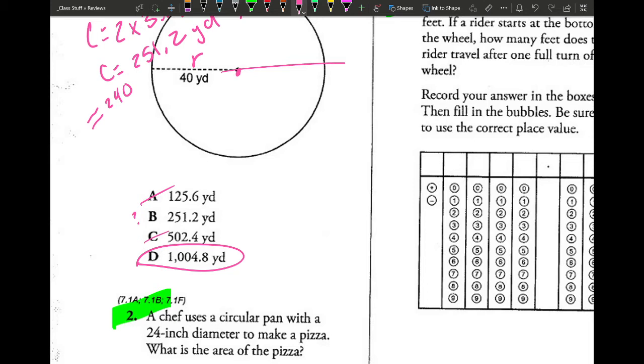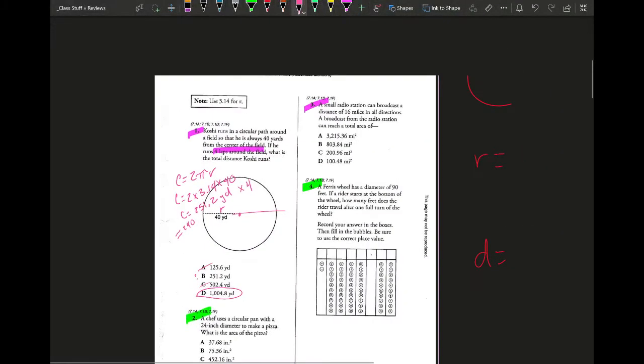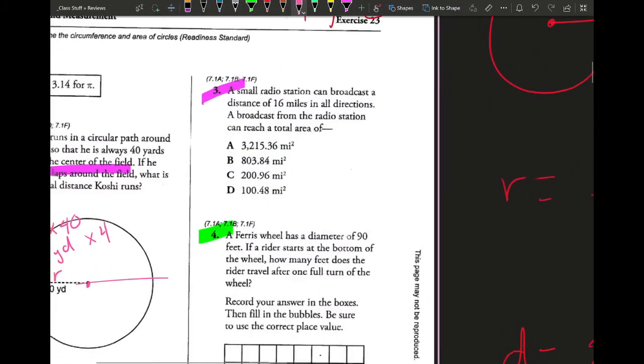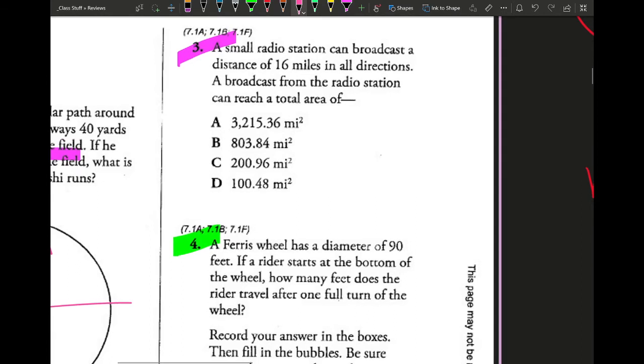Any questions so far? No? Good, let's go. Number 3 says a small radio station can broadcast at a distance of 16 miles in all directions. It's just like this previous question, right? So you have, this is where the station is at, and this is 16 miles everywhere, right? So I mean 16 miles this way as well, right? So basically, this is my radius, so my diameter is going to be 32. Again, you can work it either way, right?